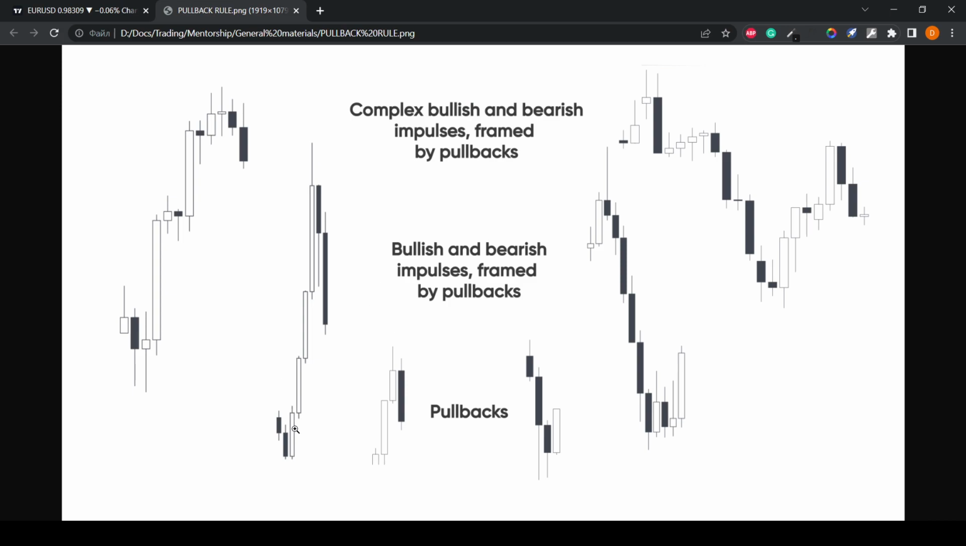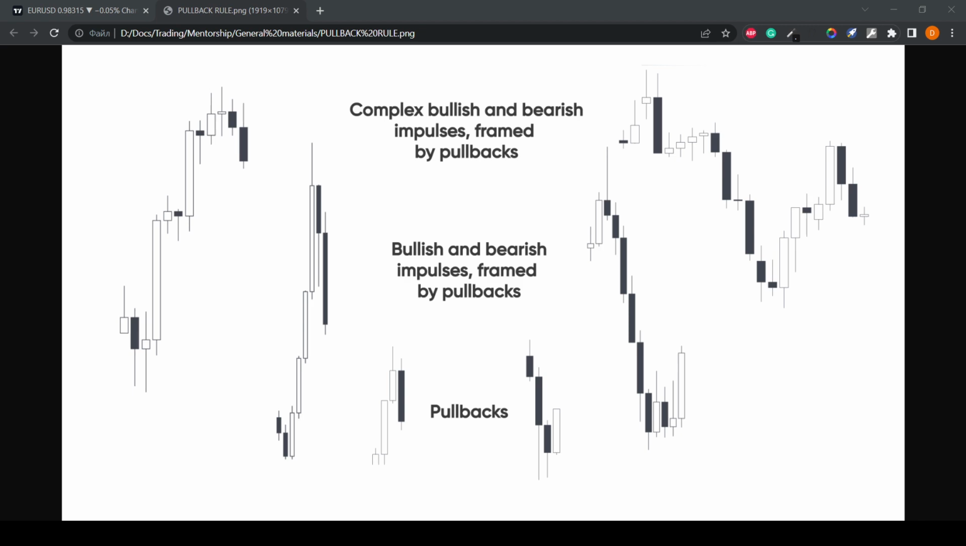Now let's look at a bit different, a bit more complex example: what happens in the beginning of the impulse. While we have this bullish push and this pullback, we know that this is the end of the impulse. But what about its beginning? How do we say where is the exact start of the impulse?